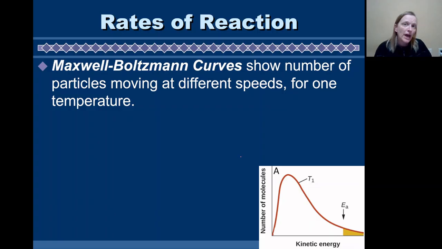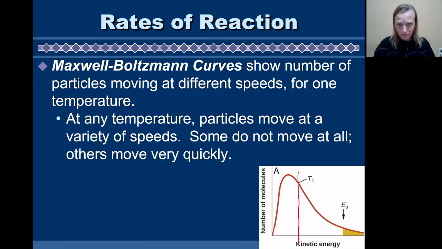Another way to look at how increasing the temperature increases the rate of reaction is by looking at a Maxwell-Boltzmann distribution. We've looked at these before. Remember, these show the number of particles moving at different speeds at one particular temperature. At one temperature, my average kinetic energy might be sitting at about here. That would indicate the temperature at which my particles are moving.